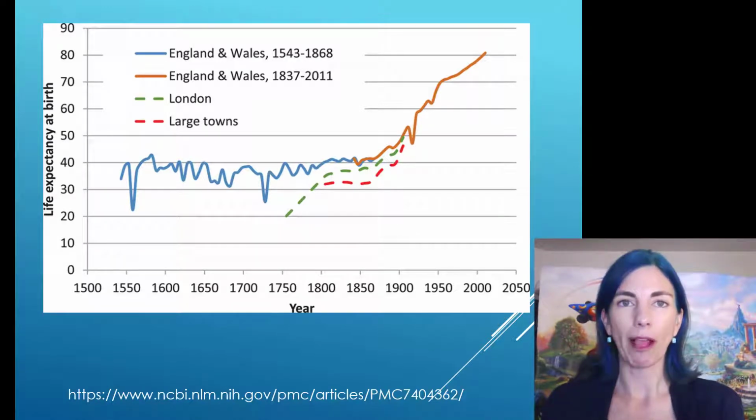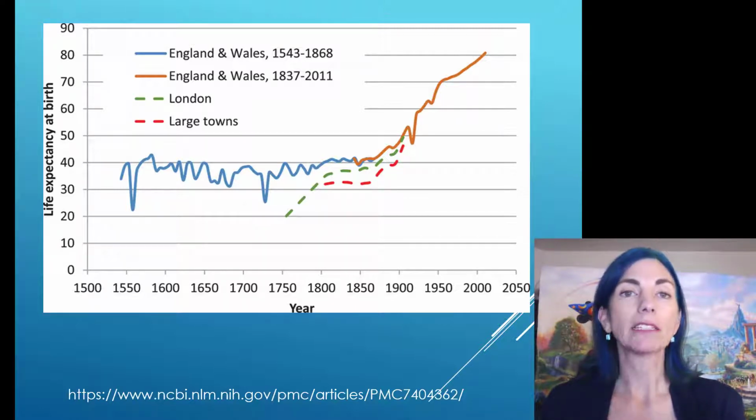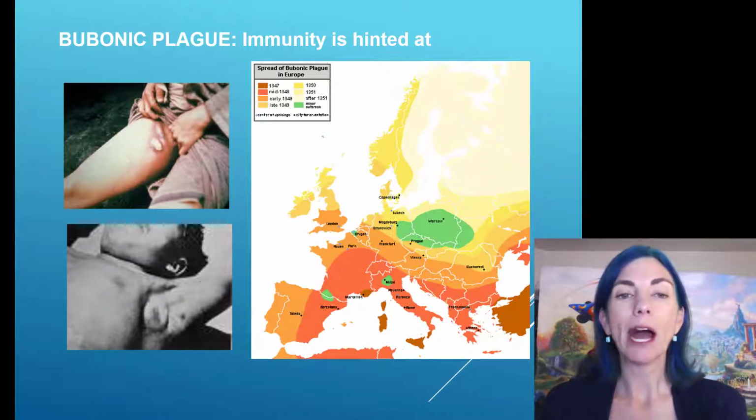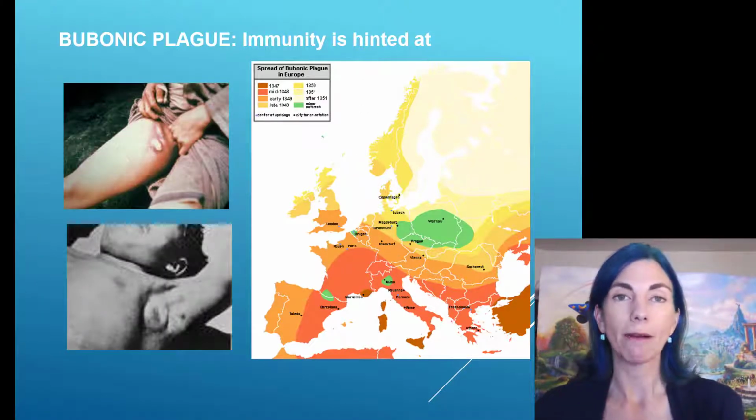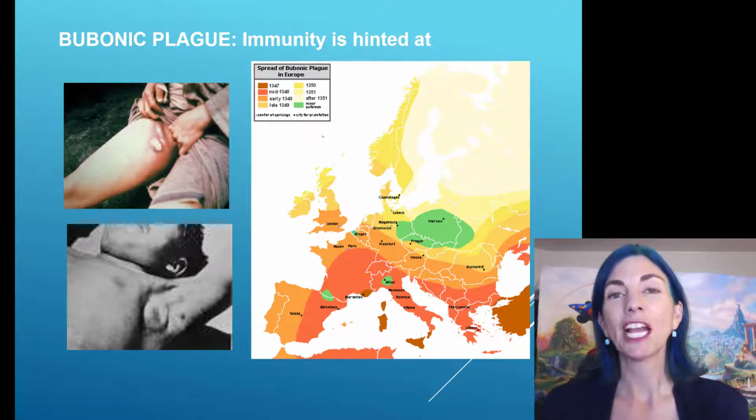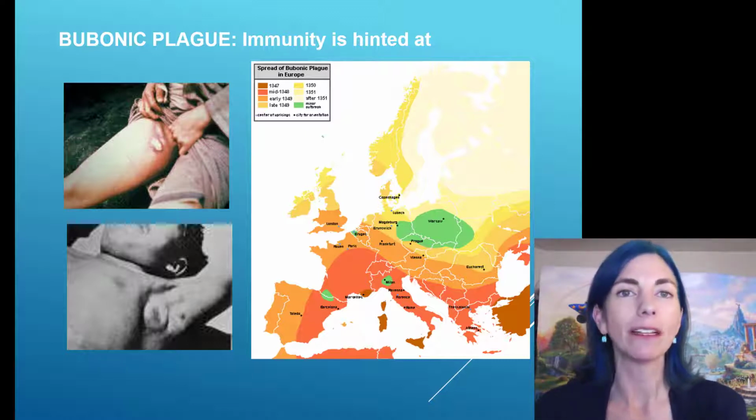Most cases of plague, including the Black Death of the 1300s, are caused by a bacterium known as Yersinia pestis, and Yersinia pestis causes bubonic plague. So bubonic plague is marked by the formation of what are known as buboes. Buboes are horrifically and grotesquely inflamed lymph nodes.